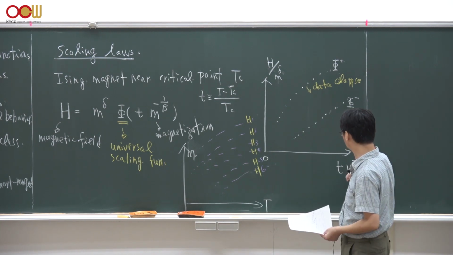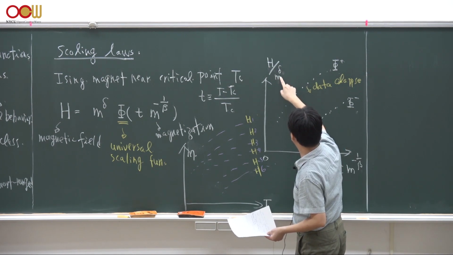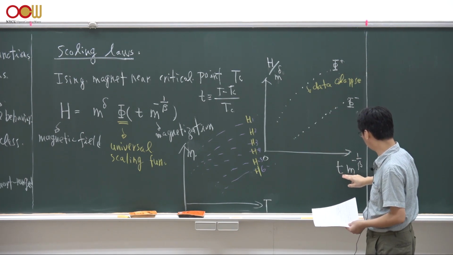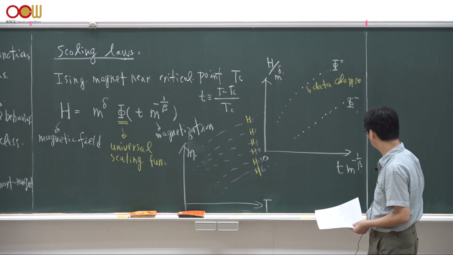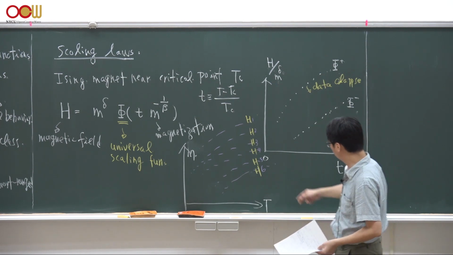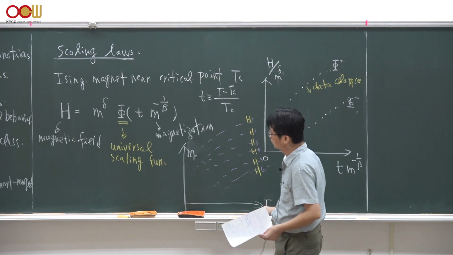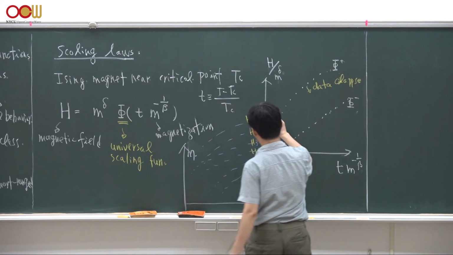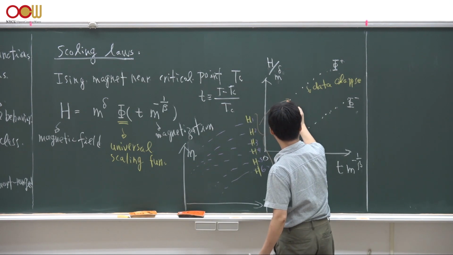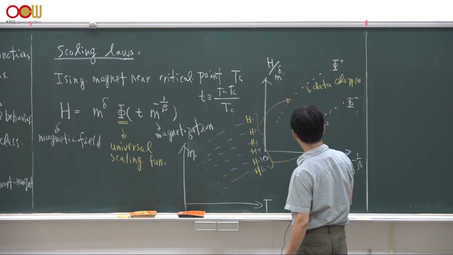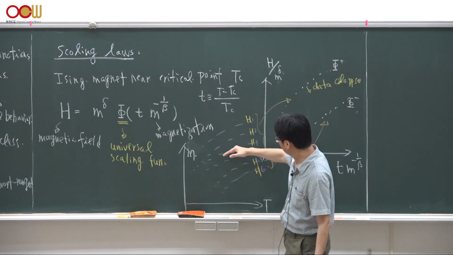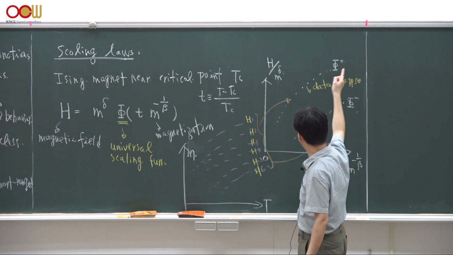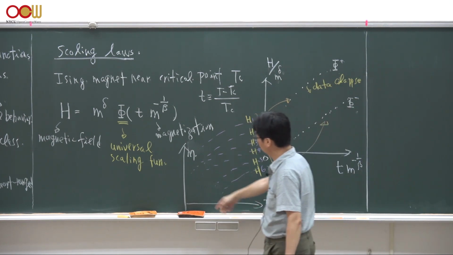make a plot in such a way, you put this h divided by m to the power of beta delta in the vertical axis, and the x-axis is actually t times m to the minus 1 over beta, and you find that all these data or curves fall into 2 different groups, phi plus or phi minus. So all these curves could be either phi plus or phi minus. And all these data points, even though they belong to different curves, they all collapse into the same universal scaling function. And that's what this phi refers to.